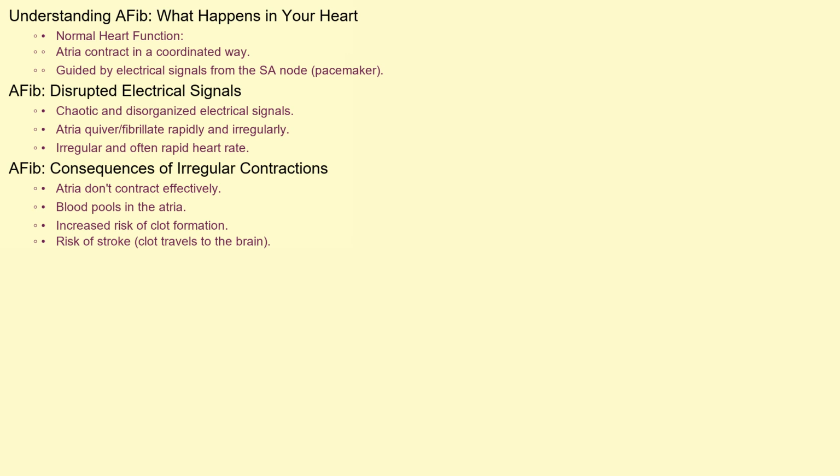Now, let's understand what's happening inside your heart during AFib. Normally, the heart's upper chambers, the atria, contract in a coordinated way, guided by electrical signals originating from the sinoatrial node, the heart's natural pacemaker. In AFib, these electrical signals become chaotic and disorganized. Instead of a strong, coordinated contraction, the atria quiver or fibrillate rapidly and irregularly. This irregular atrial activity leads to an irregular and often rapid heart rate. Because the atria aren't contracting effectively, blood can pool in the atria, increasing the risk of clot formation, which can then travel to the brain and cause a stroke.